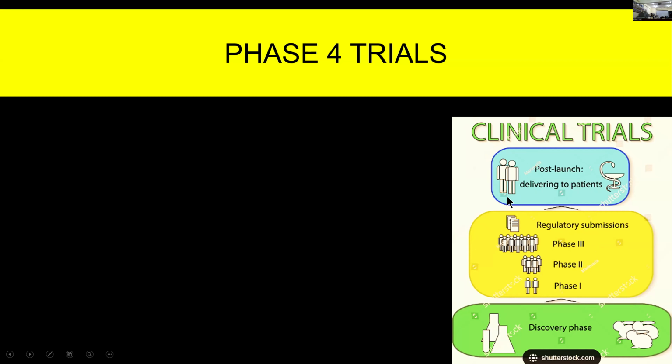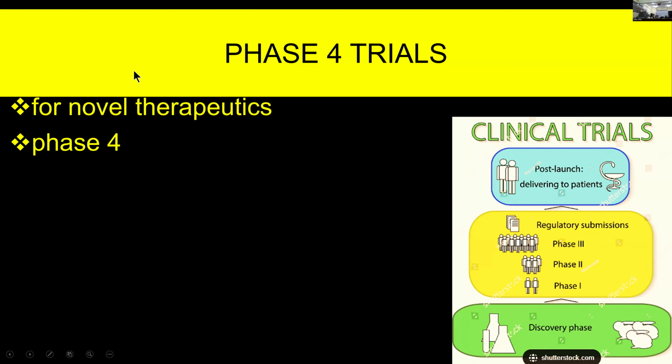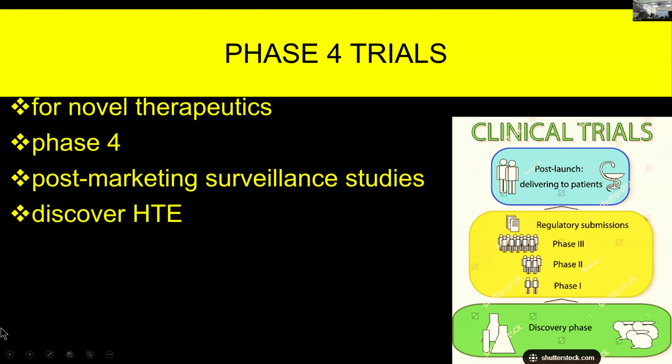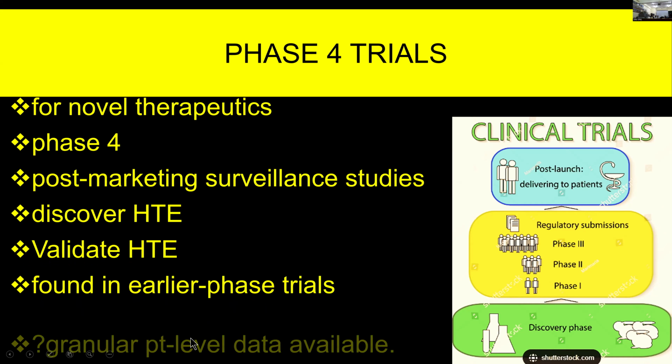Post launch, when you deliver the drug to the patients, in post-marketing surveillance we may discover heterogeneity of treatment effects. ACE inhibitors are very good for people who are diabetic with hypertension, and they prevent nephropathy. But they found out that in black people, nitrates and hydralazine actually work better than ACE inhibitors. So we can find out some of these things after the drug is launched in the market. We can discover heterogeneity of treatment effects. We can even validate it, like a derivation cohort and validation cohort, using post-marketing studies.